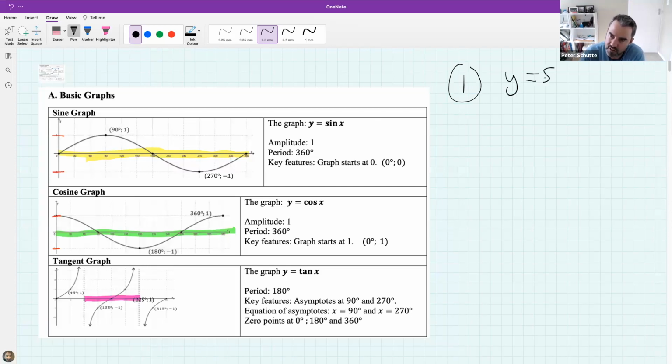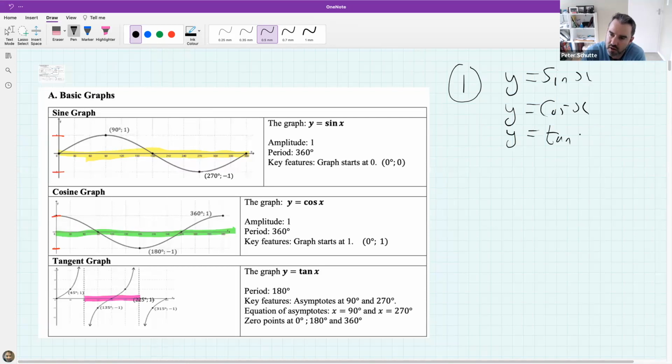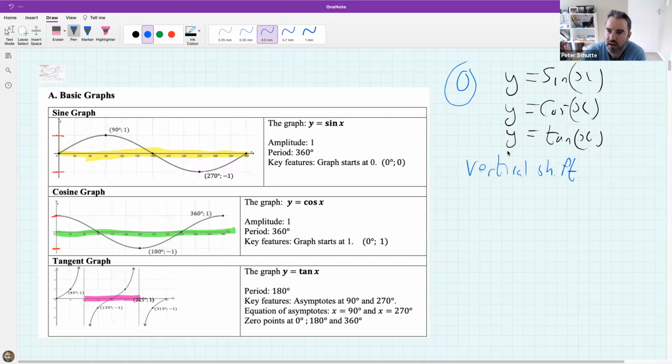If we think of having the simple graphs of y equals sine x, y equals cos x, y equals tan x, I'll even put a bracket around these. Normally, the simplest change that I think of, let's call this 0, is just a vertical shift. So if I want, I can make y equals sine x move down by 1 unit. I could make the cos graph move up by 1 unit. Or I could make the tan graph move up by 2 units.